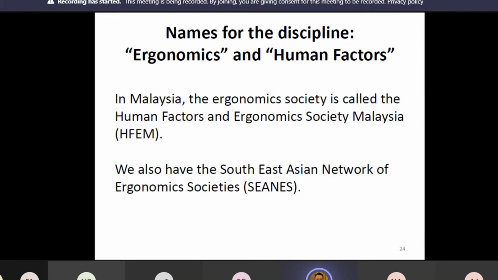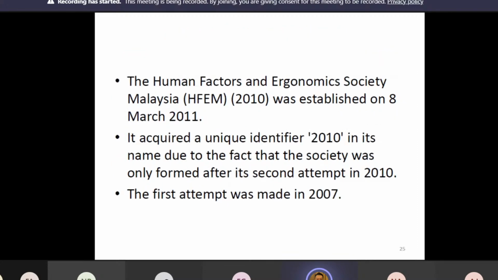Because we would like to share our findings with other countries, so that they can also share what they have found with us, with respect to the human operator, the population, the people. When we share all these inputs, we somehow could make the lives of other people much better. Right? So just a bit of brief on the HFEM.